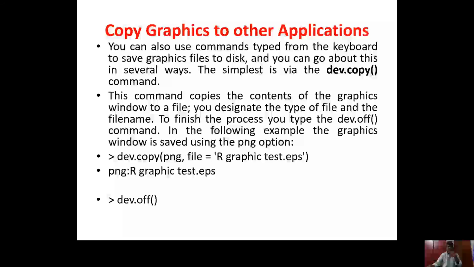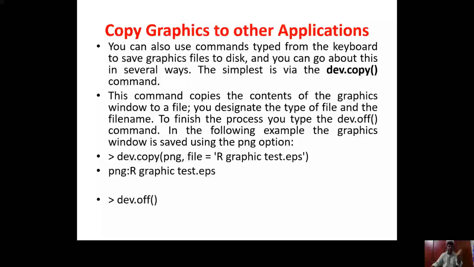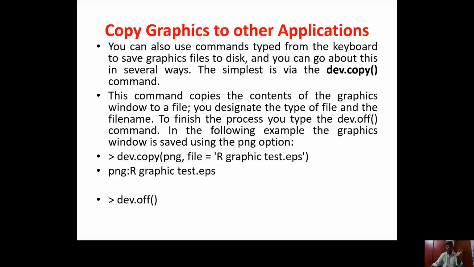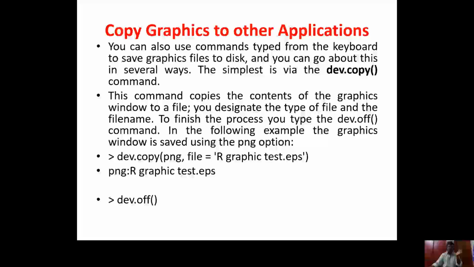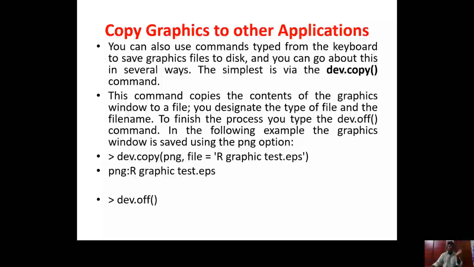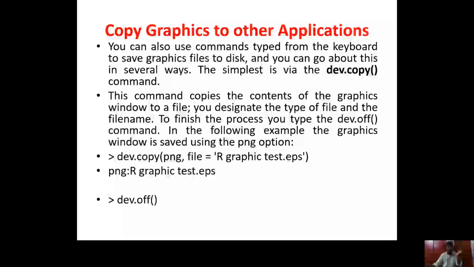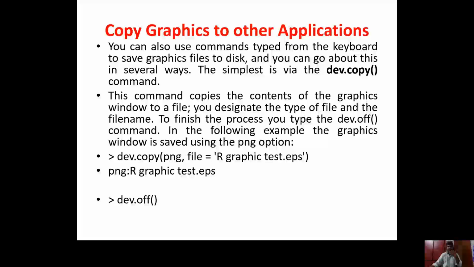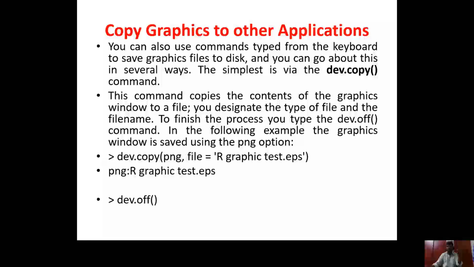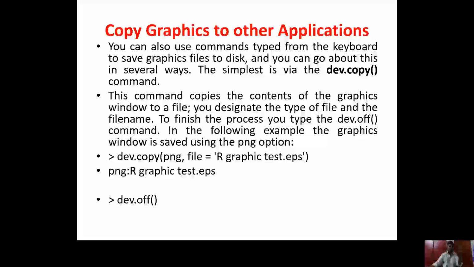In the following example, dev.copy with the PNG format. Here we are taking the PNG format, which is a very useful format for networks. File is equal to the graphics test file. For that file we are taking all the information. Then dev.off is the command used to stop this process.